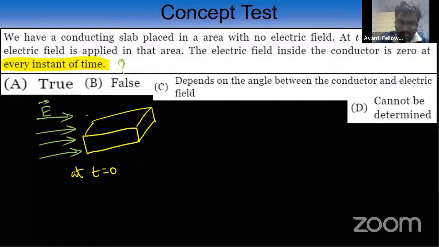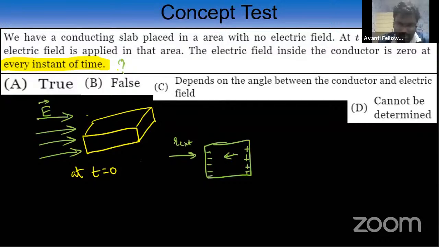No. If you remember what happened, initially when I have my conductor and there was some external electric field, all the negative charges came at one end, all the positive charges went to the other end, and there was an internal electric field. But this internal electric field was not exactly equal to the external electric field at the initial instant. Initially, E internal was not equal to E external.